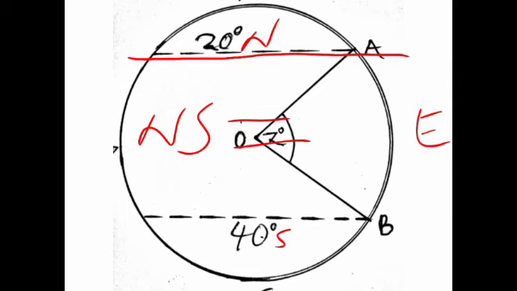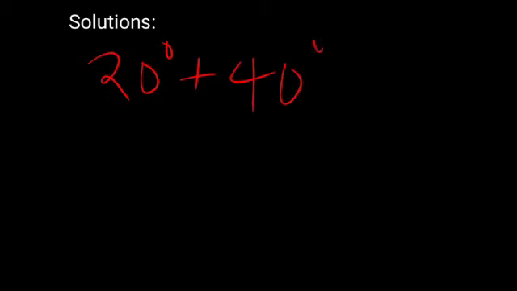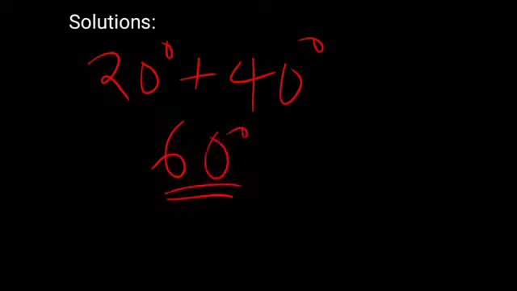Let's get on the adding. So we are going to simply say 20 degrees plus 40 degrees. That is going to give us 60 degrees. 60 degrees. That is the angular difference. Therefore, that is what we are going to use to replace the angle subtended by the arc at the center of the circle.